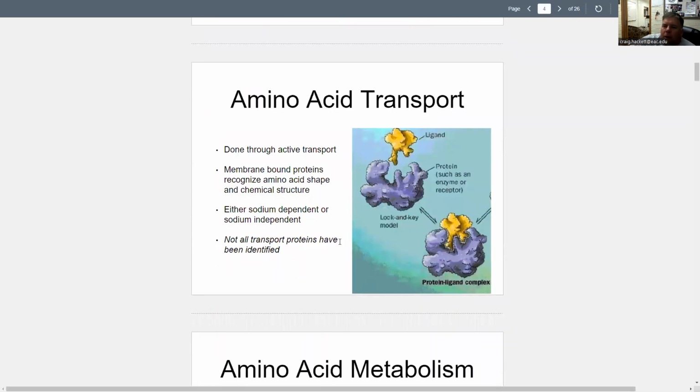Amino acids are moved around our body through active transport. Another protein called a ligand helps do that. And if you see the picture on the screen, the ligand fits into that protein like a key would fit into a lock. And this works with just about every interaction with the protein.